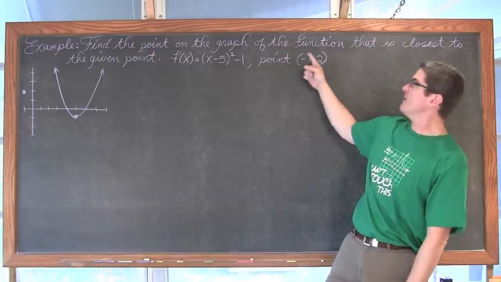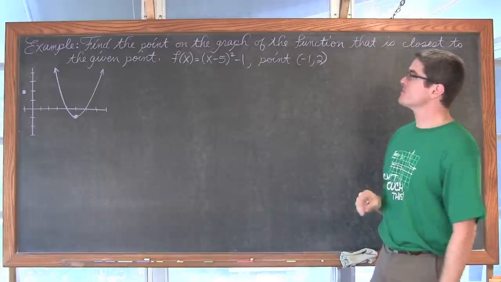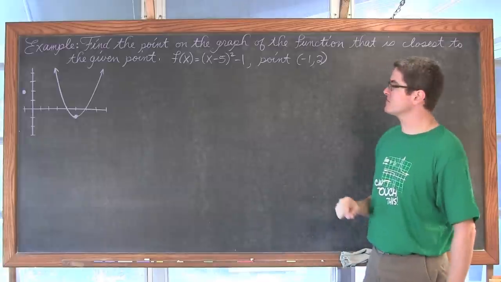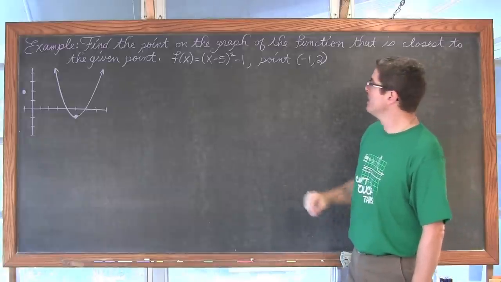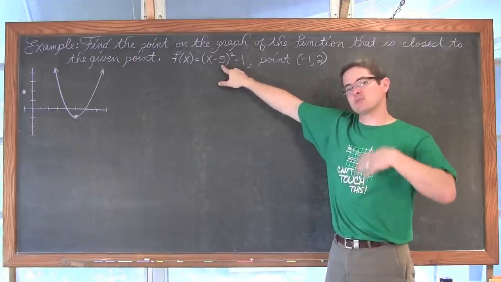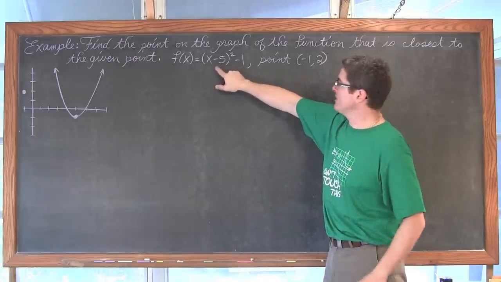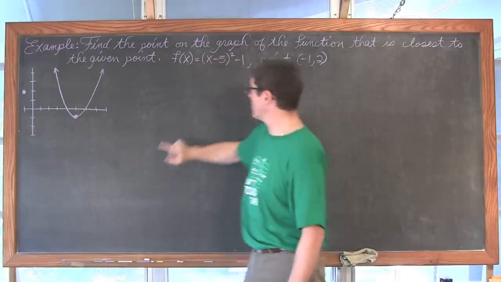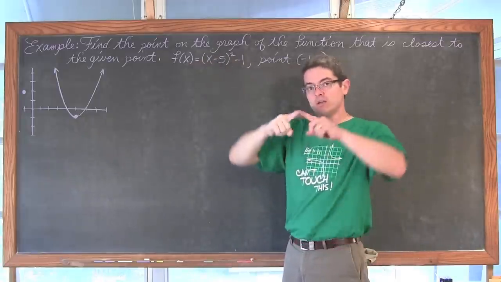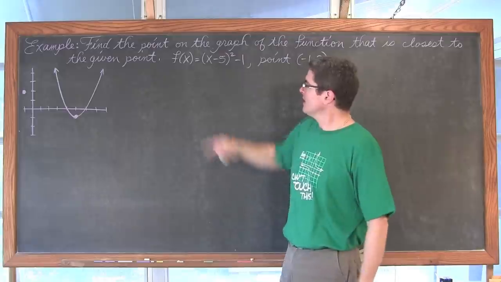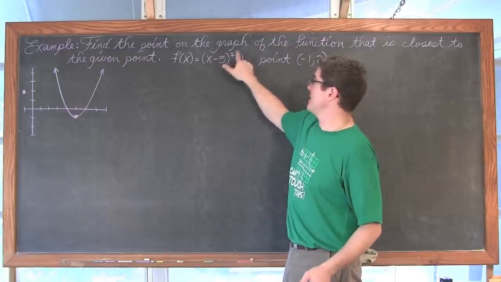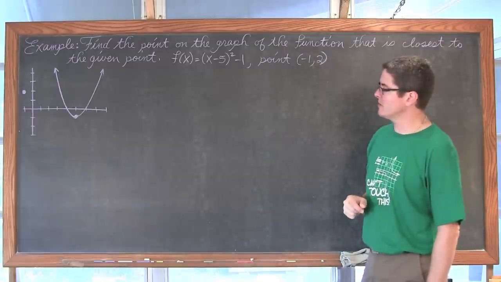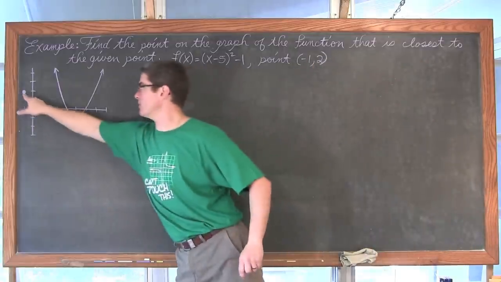Find the point on the graph of the function that is closest to the given point. Our function is f of x equals x minus 5 squared minus 1. And this is basically in vertex form of a parabola, which means that if I move to the right 5 and down 1, I will find the vertex. And our leading coefficient out here is positive, so it's opening up. Well, it's opening up or down because it's the x that has been squared. Okay, and our fixed point is negative 1, 2, which I have plotted right here.